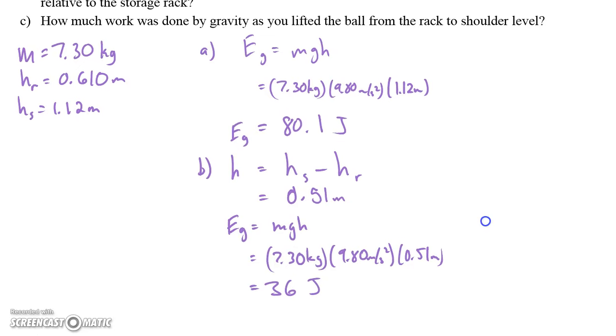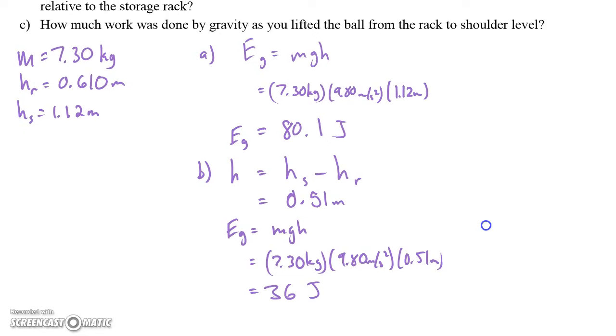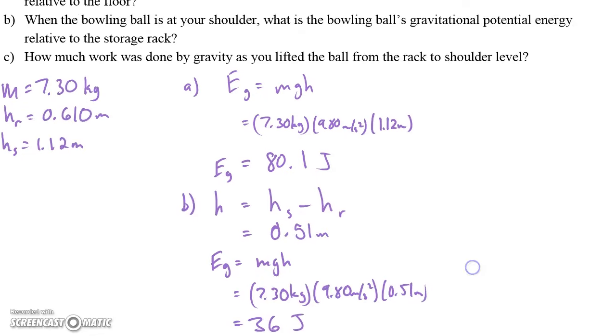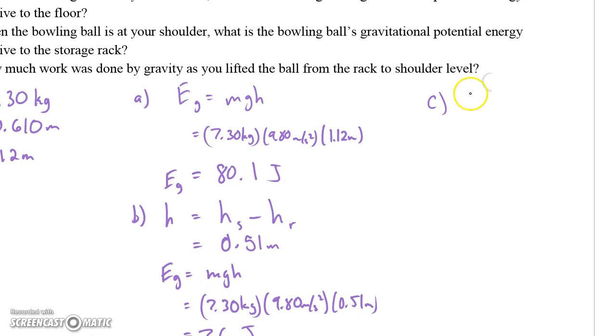And part C asks us for how much work was done by gravity if you lifted the ball from the rack to your shoulder. So if we look at part C, we would know the work done is our change in energy. In this case, we're doing change in EG, so our change in potential energy. So we're looking at the change from the rack to the shoulder. If we think about our final energy, it would be the potential energy at the shoulder level, so EG at the shoulder minus the potential energy EG at the rack.